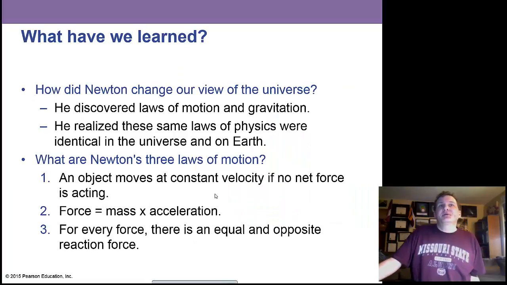So we learned that Newton changed our view of the universe by discovering the laws of motion and gravitation. He realized these same laws of physics were identical in the universe and on Earth. And Newton's 3 laws are, law 1, an object moves at a constant velocity if no net force is acting on it. Or we could say an object at rest stays at rest, an object in motion stays in motion unless acted upon by an outside force. Law 2 is the equation force equals mass times acceleration. And law 3, for every force there's an equal and opposite reaction force.